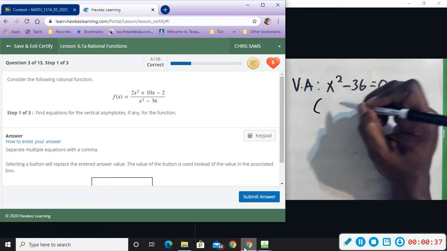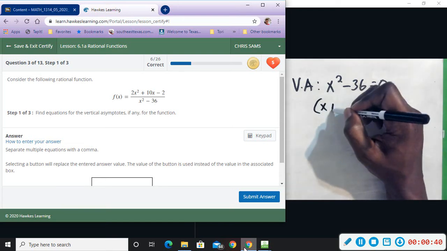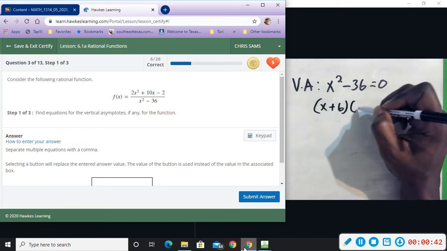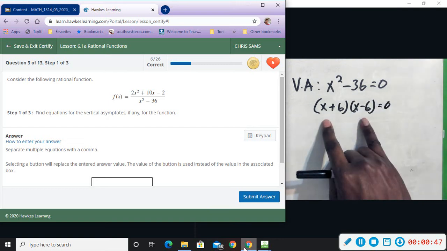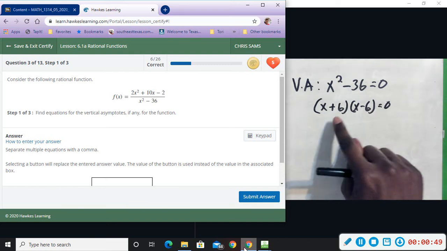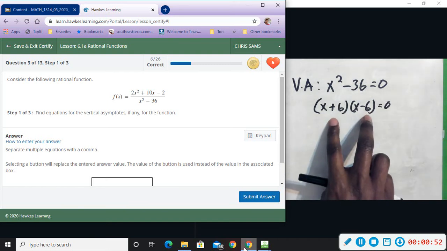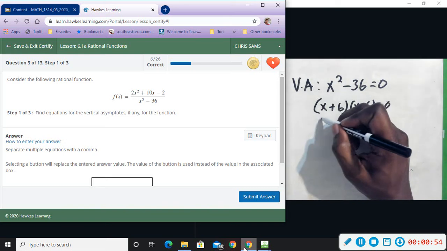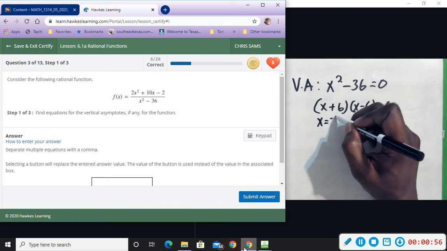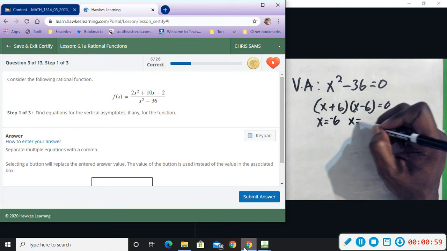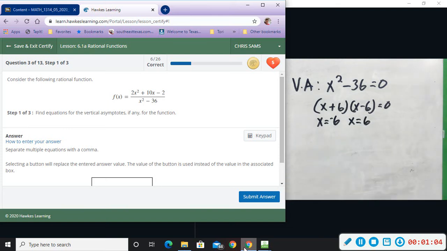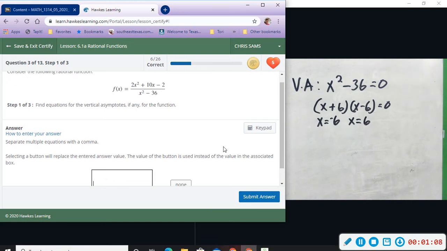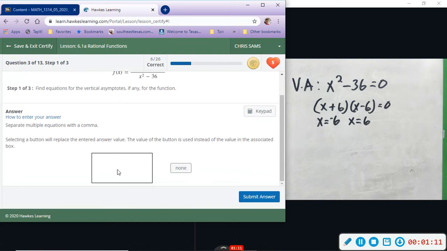So we're going to write x plus 6 and x minus 6. So hopefully you catch that this is a difference of squares, and then you get these two, and then setting each of these equal to 0 separately, we get x equals negative 6 and we get x equals positive 6. So this time we have two vertical asymptotes, x equals negative and positive 6. Alright, and you just separate each of those with a comma.